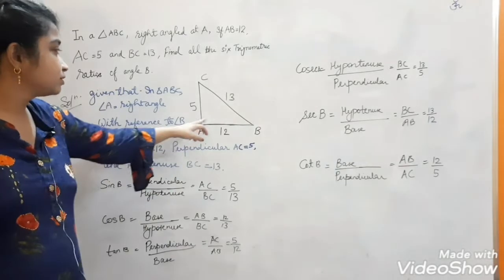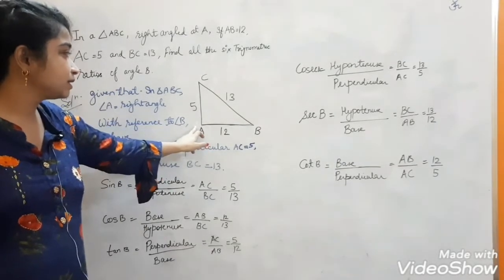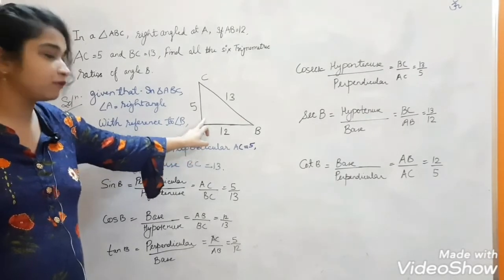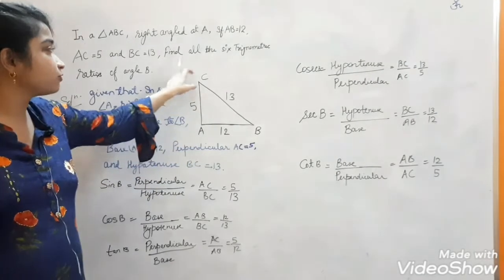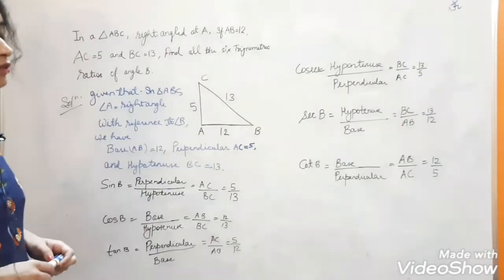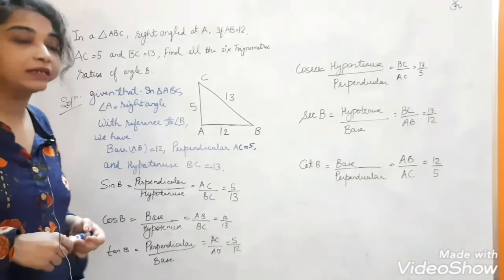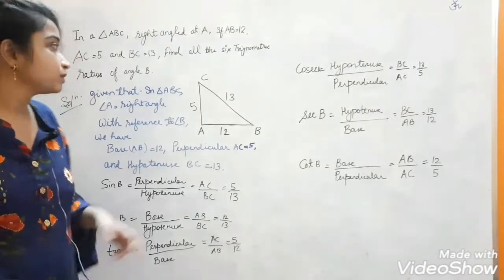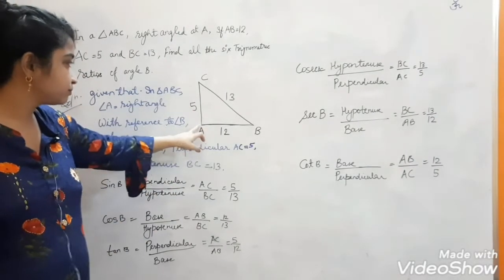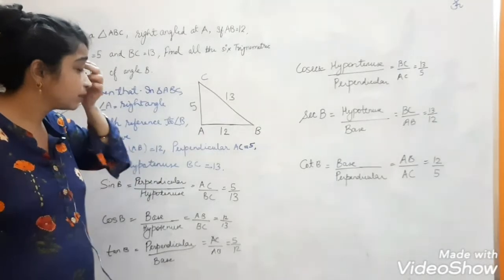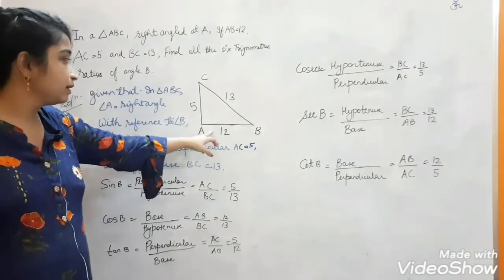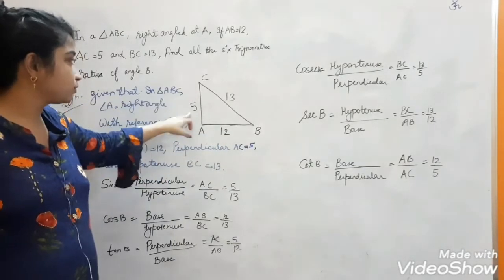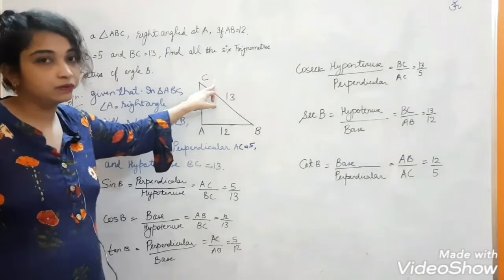Given that triangle ABC is right angled at A, it means angle A जो है हमारा वो 90 डिग्री का है, and we have to find out all the 6 trigonometric ratios like sin theta, cos theta, tan theta, cot theta, sec theta and cosec theta. So I have drawn the figure here. AB is equal to 12, AC is equal to 5 and BC is equal to 13.